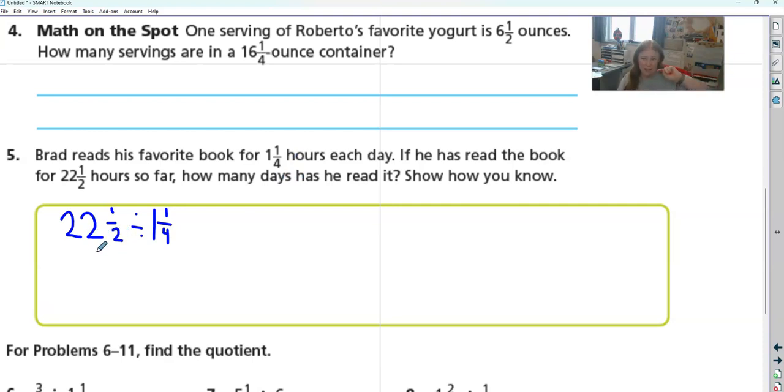22 times 2 is 44, plus 1 is 45 over 2, and we are dividing that by 4 and 5 over 4. I can't do 45 divided by 5 very nicely, so I'm going to use the multiplicative inverse, copy the first one, and multiply it by the opposite of the second one. So 5 can't go into 43, 4 can't, 3 can't, 2 can't. The only thing they can be divided by is 1, so we're going to leave those ones, but we can simplify here a little bit.